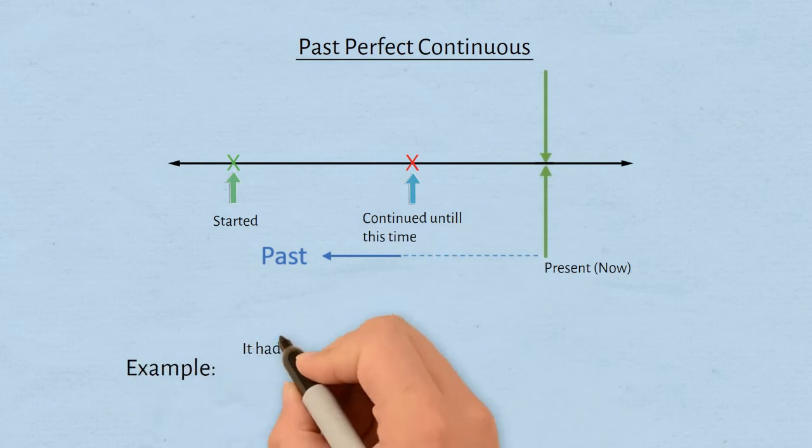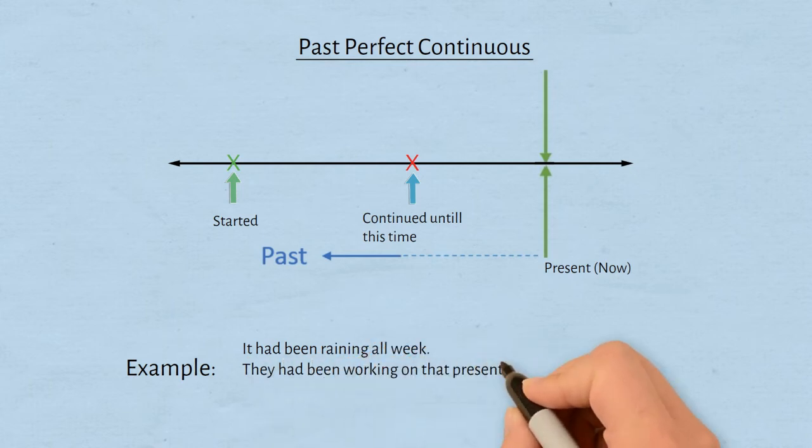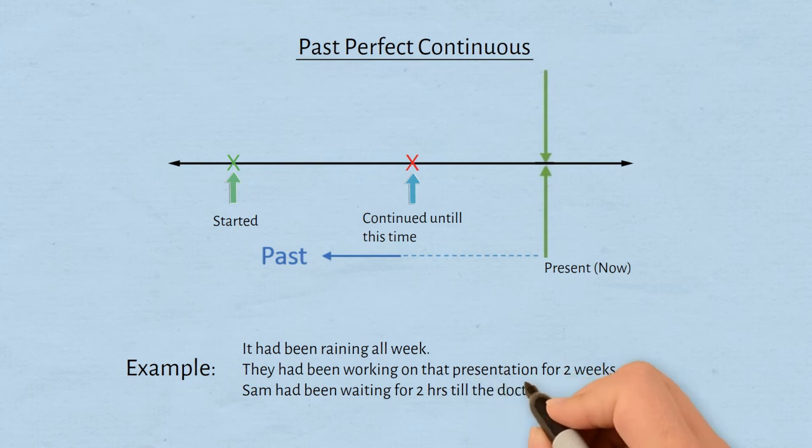For example, it had been raining all week. They had been working on that presentation for 2 weeks. Sam had been waiting for 2 hours till the doctor arrived. Uses of past perfect continuous.